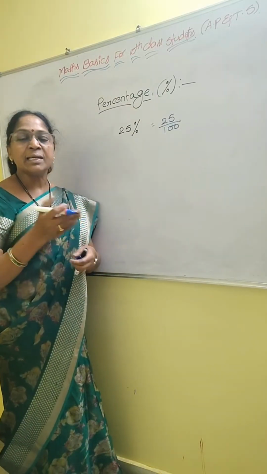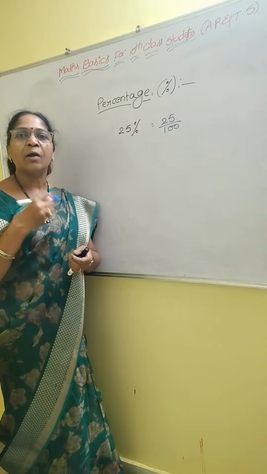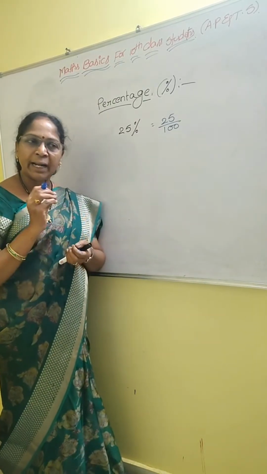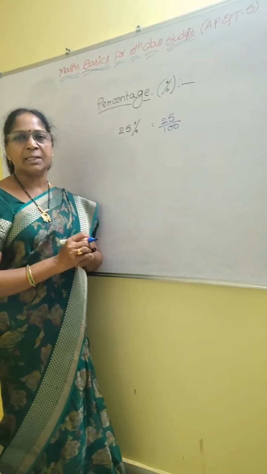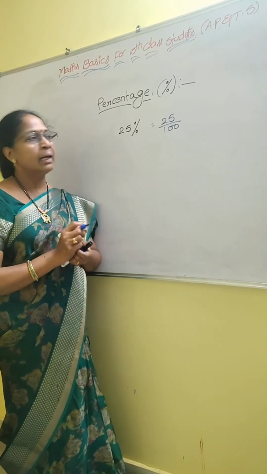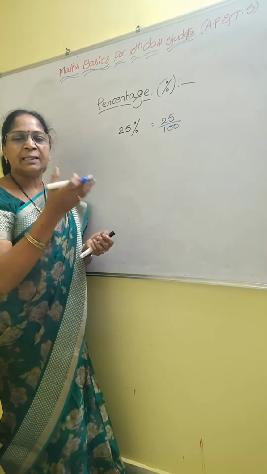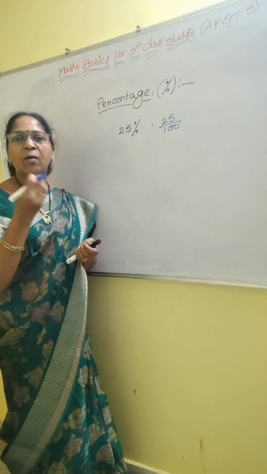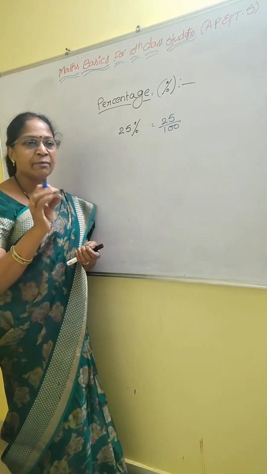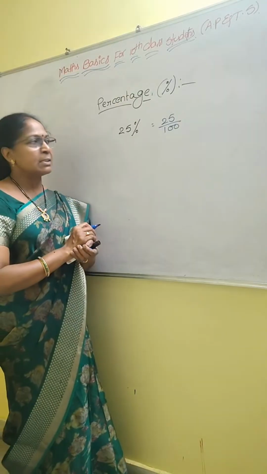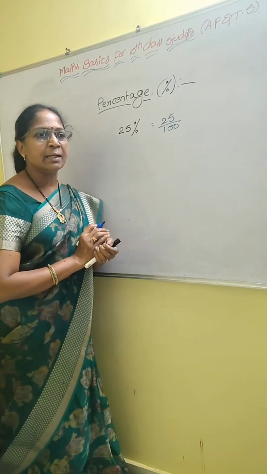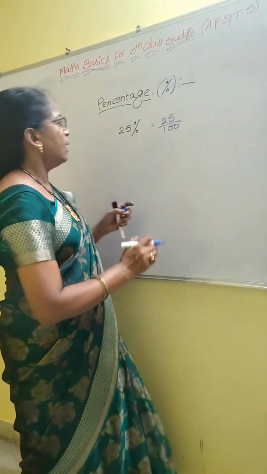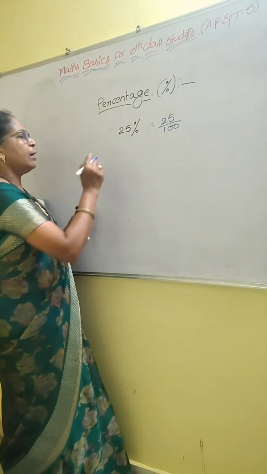How are the results given? How much percentage you got. Suppose we got 75% or 80% or 90% of marks. That means 90% is nothing but per 100. For each 100 we got 90 marks or 75 marks or 80 marks, like that. Here 25% is nothing but 25 divided by 100. So 25 by 100.